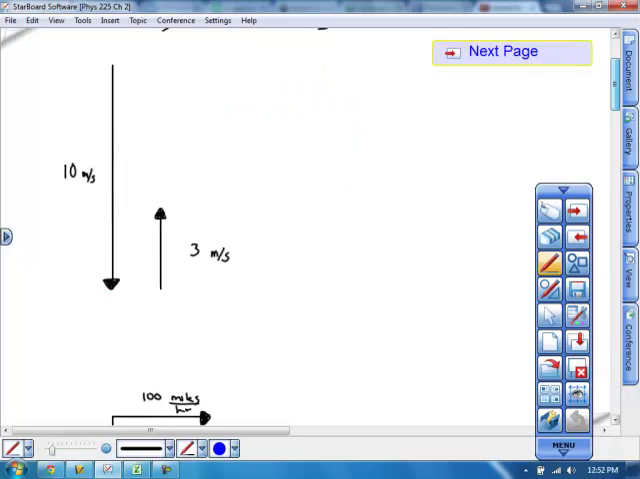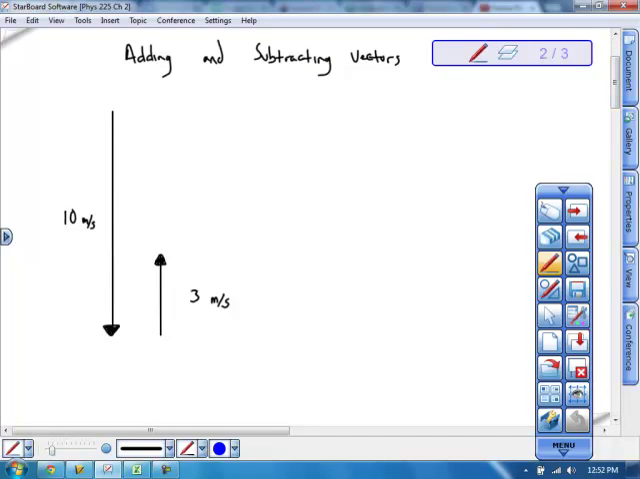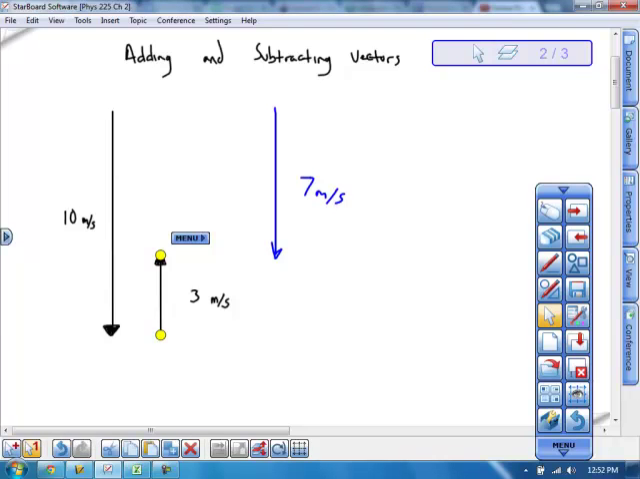Okay. Let's look at adding and subtracting vectors. Obviously, if the vectors are in the same direction, it's very easy. The resultant vector between these two vectors is just 7 meters per second downward. Take the bigger one minus the smaller one. To add or subtract vectors, you can take a vector and place it tail to tip. So I can put this vector over here, tail to tip, and you subtract them, what you have left over is 7 meters per second.